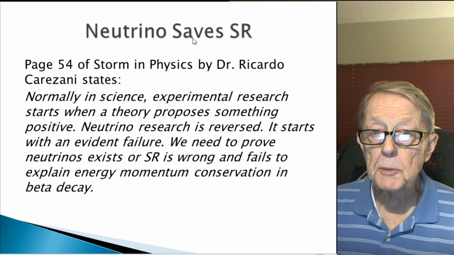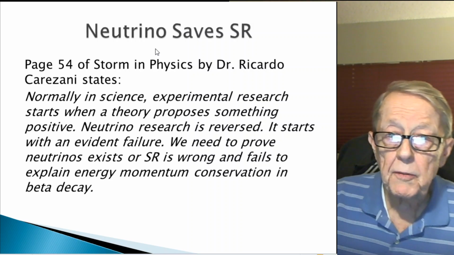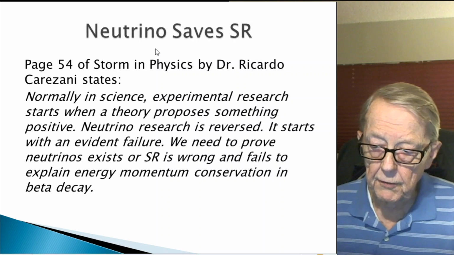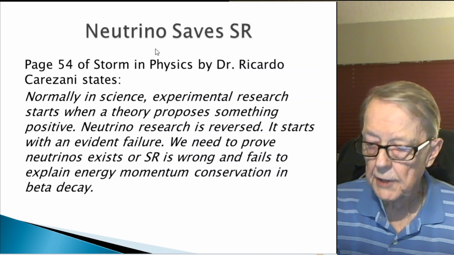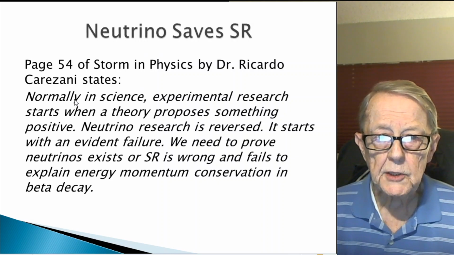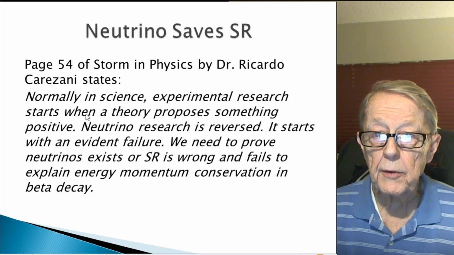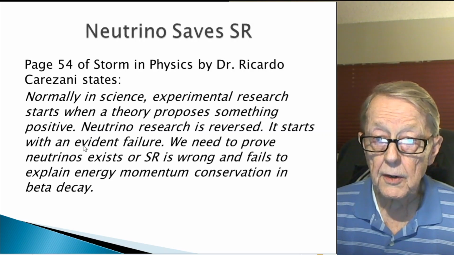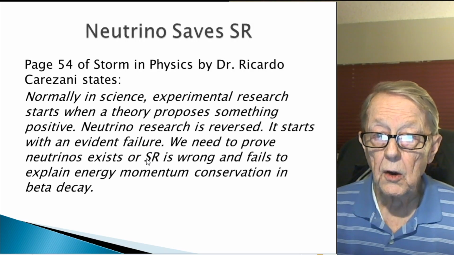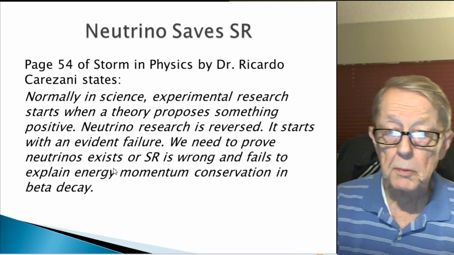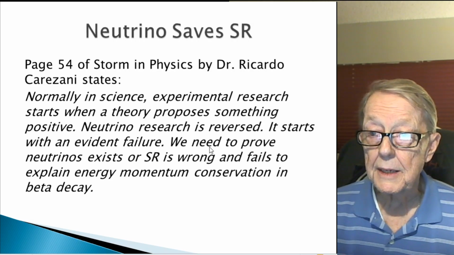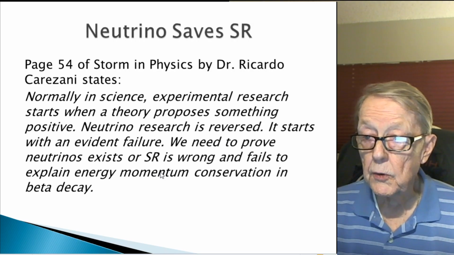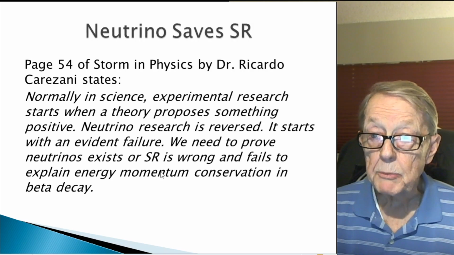The neutrino saves special relativity. This is from Storm and Physics by Riccardo Carezani. This quote is on page 54 of his book. You can get that on the internet, I believe, if there's any left. Carezani states, normally in science, experimental research starts when a theory proposes something positive. Neutrino research is reversed. It starts with an evident failure. We need to prove neutrinos exist, or special relativity is wrong and fails to explain energy momentum conservation in beta decay. In other words, when they added up the energy momentum of the neutron, the proton, and the electron, it came up short.